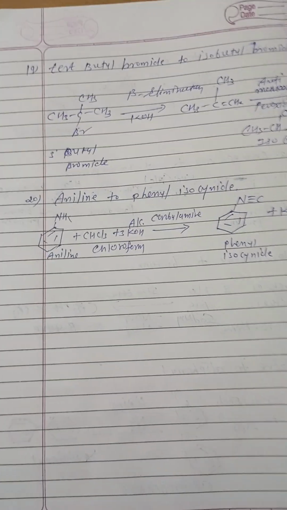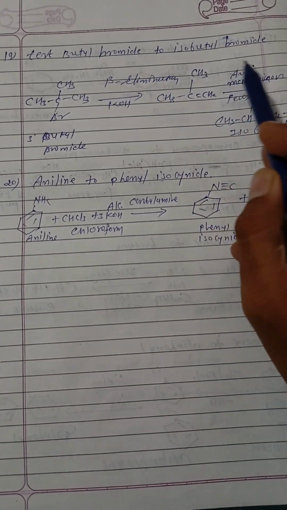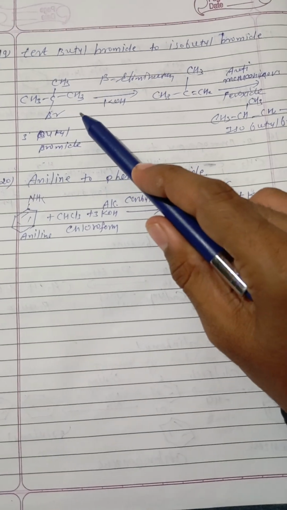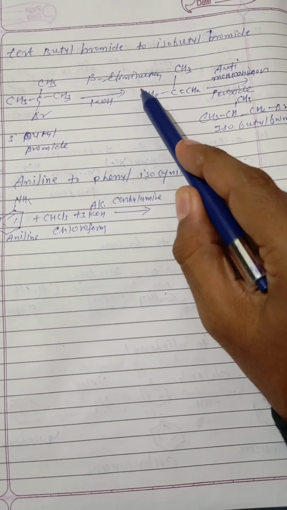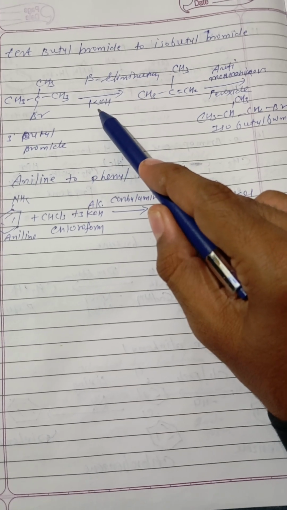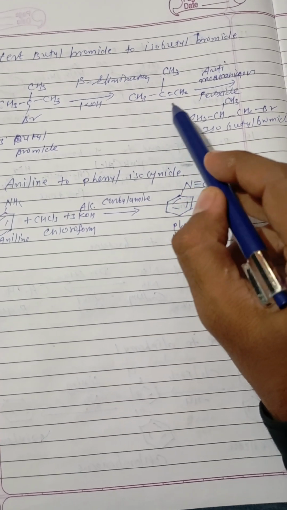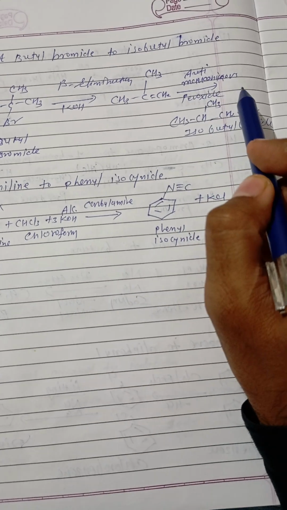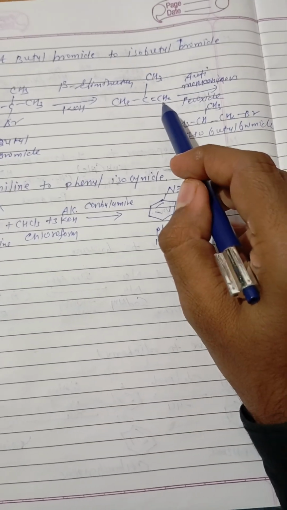Next one, we have tertiary butyl bromide to isobutyl bromide. This is the tertiary butyl bromide. Beta elimination reaction happens on it in the presence of KOH, will form this compound 2-methylprop-1-ene. According to anti-Markovnikov rule, we attach the bromine on the first position.